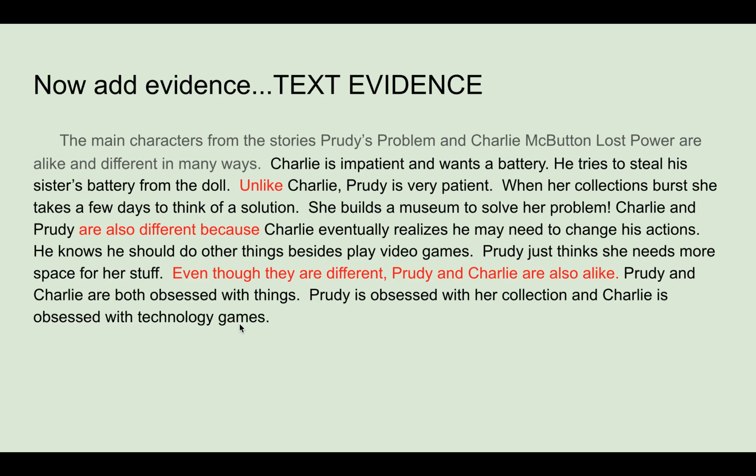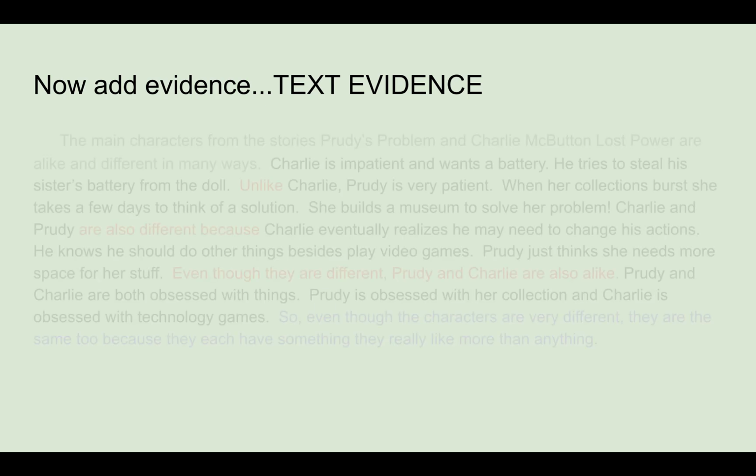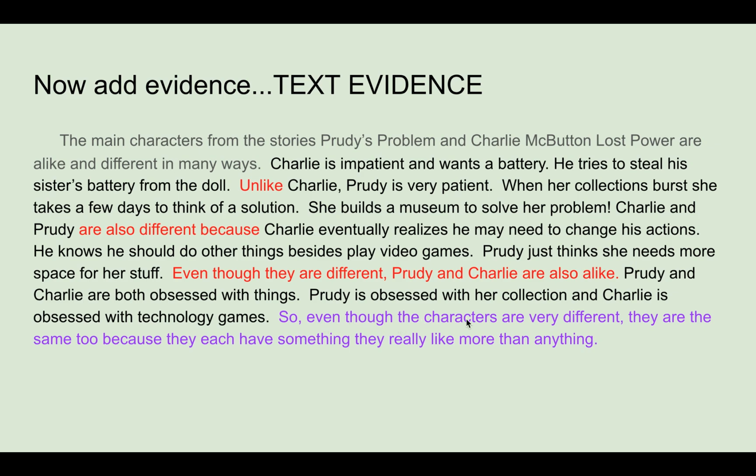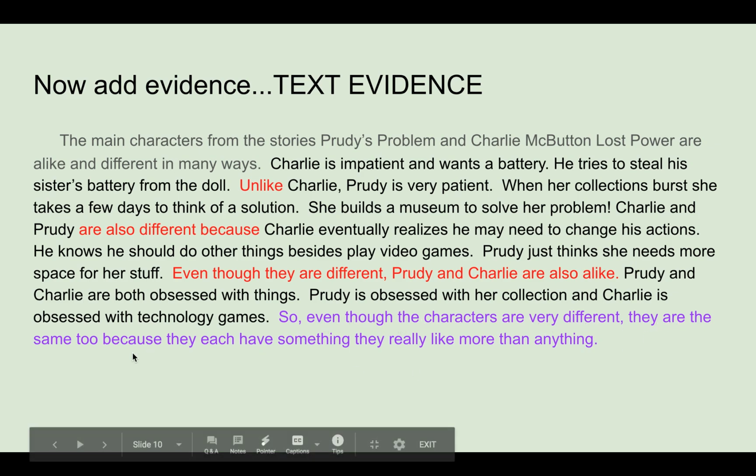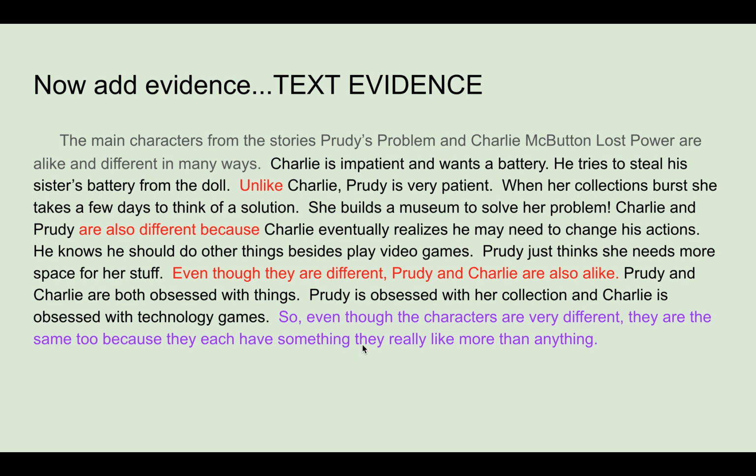Now is that the end? Let's think about it here. I go up here, I have an introduction sentence. I have details and text evidence about how the two characters are different. I moved into how the two characters are alike, and I gave examples about her collection and technology games. So there's my text evidence. What else do I need? Exactly, I need a conclusion. So let's take a look. So even though the characters are very different, they are the same too because they each have something they really like more than anything.